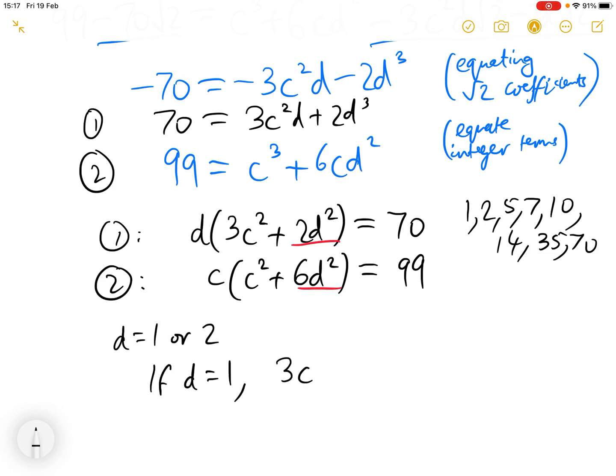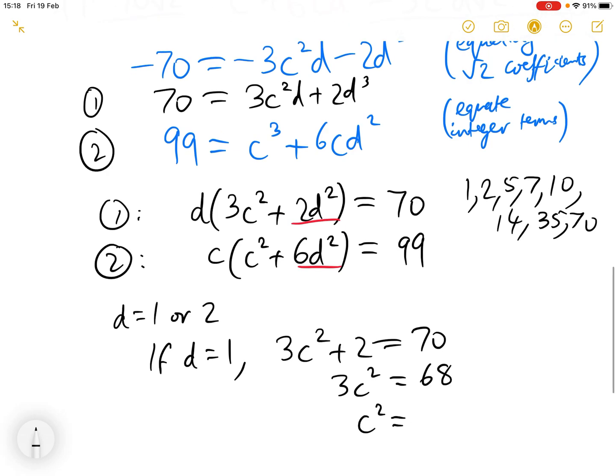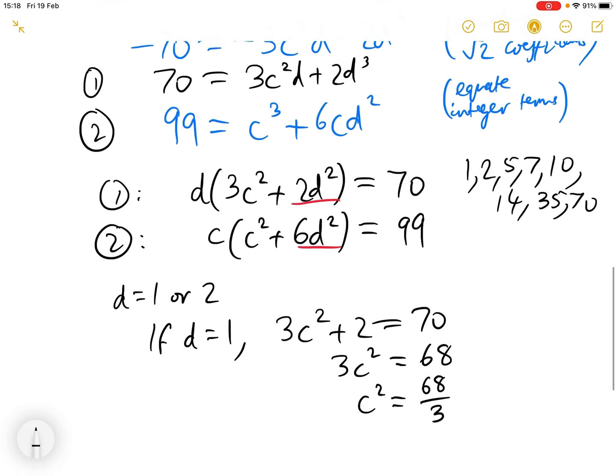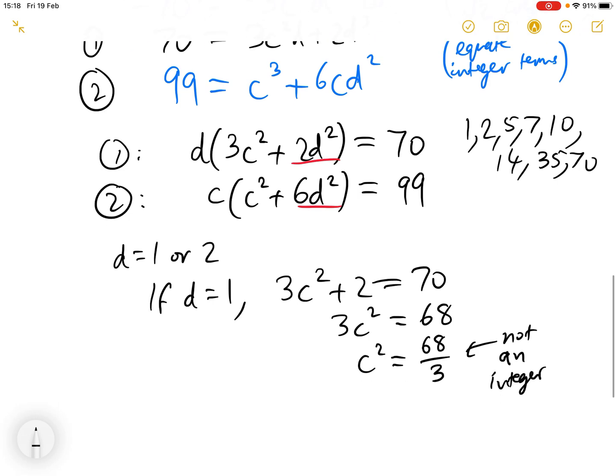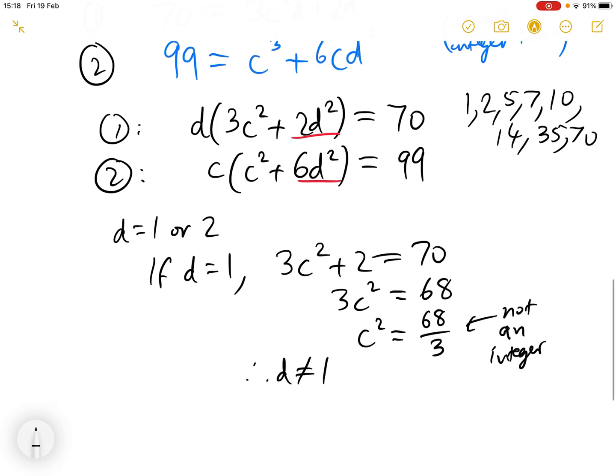What do we get? We get 3c squared plus 2 times 1 squared is 70. So 3c squared is 68, so c squared is 68 thirds, which isn't an integer. Oh dear. We know c is an integer, and when we square an integer, we get an integer. So this is a problem. This means c is not an integer, so this can't be right. Therefore, d is not equal to 1.